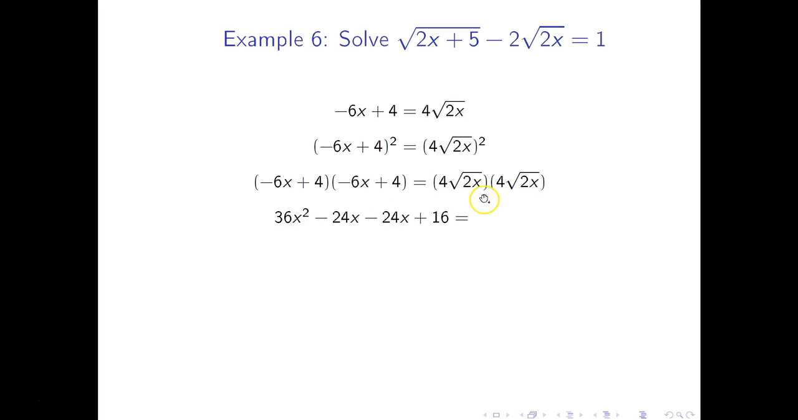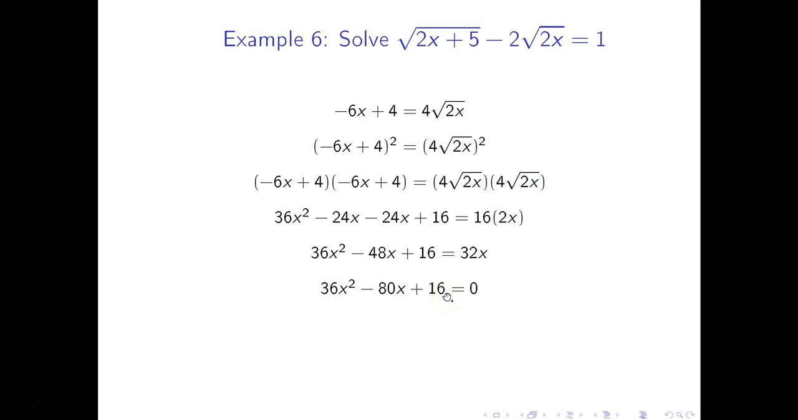Here, be careful, because I have 4 times 4, which is 16. And then I have this 2x, because the square root times itself is just that value. Here, I combine like terms. And then here, I multiply out and get 32x. Now, we can continue solving this by setting it equal to 0. So I subtract 32, which gets me all the way up to 80x. So when I subtract 32x, I get 80x.